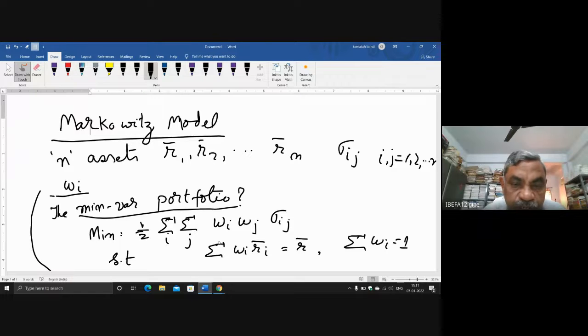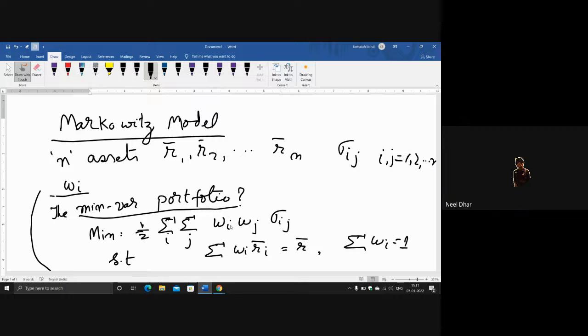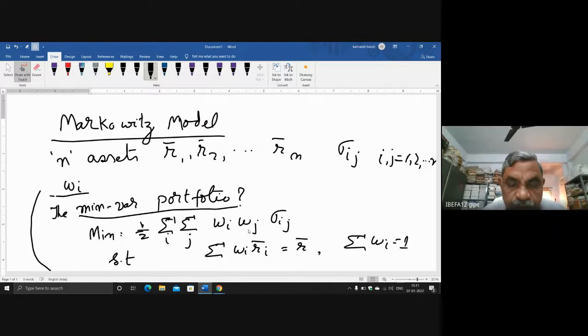Suppose i equals j. Then what happens is, let us say it is wi squared sigma i squared. Actually, what is this? This is nothing but the variance. Whether you minimize variance or standard deviation is one and the same. So this has to be minimized.